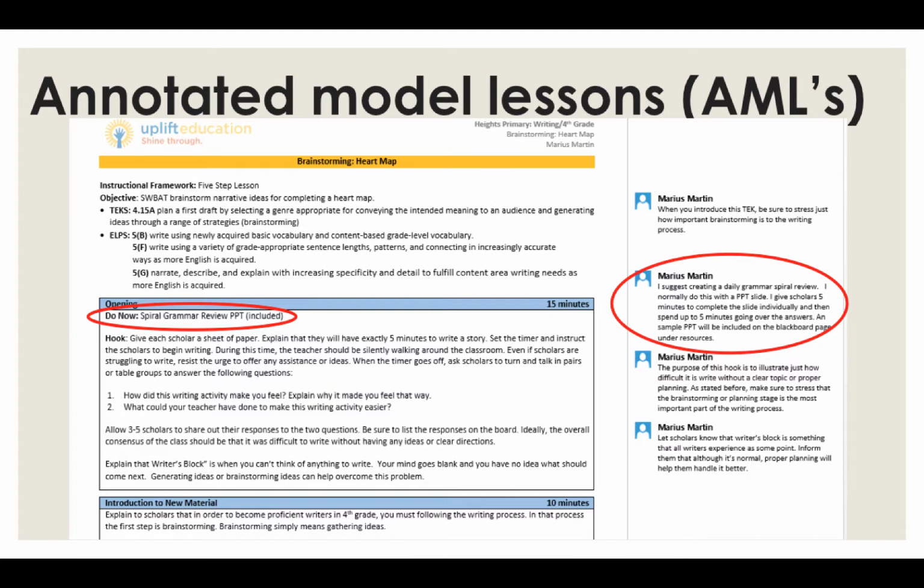To conclude, most of my AMLs will follow the 5-step instructional framework. For those who aren't familiar with it, the structure is a Do Now, Hook, Introduction to New Material, Guided Practice, Exit Ticket, Independent Practice, and finally Lesson Closure. This lesson includes section times for each section, and it is based on a 60-minute lesson cycle. However, if you have more or less than 60 minutes for your writing block, feel free to adjust it accordingly.